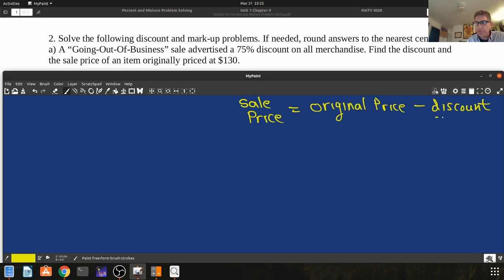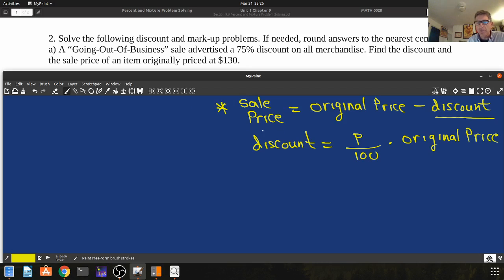But the discount, this part right here, is equal to the percentage of discount times original price. So these are two important formulas. This one, the sale price, you already know that one. It's this one right here that you might want to keep in mind. So let's use these formulas and work this out.